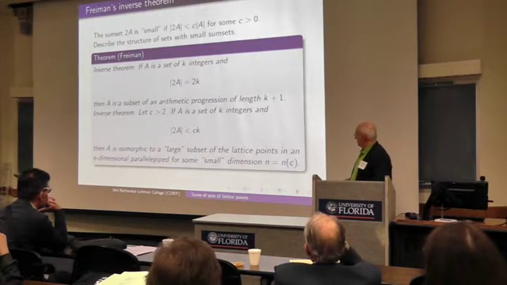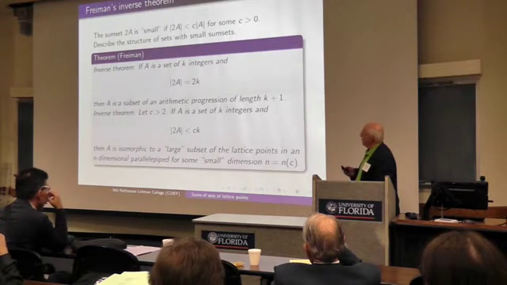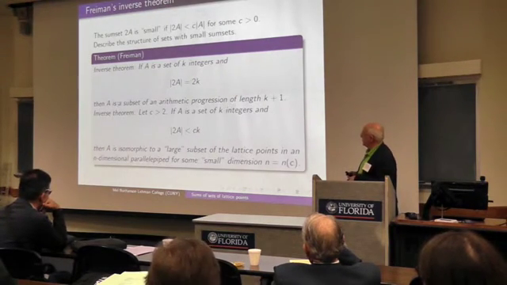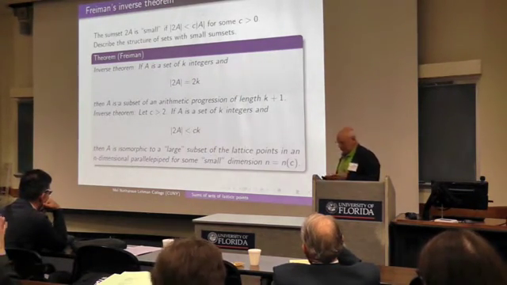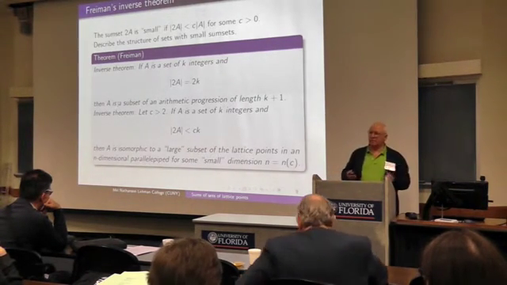So this is a quick and easy form of Freiman's theorem. The structure of a set, so this is an inverse theorem. If you know the sum set is linear in the size of the set, it has to look like most lattice points inside some parallelepiped.